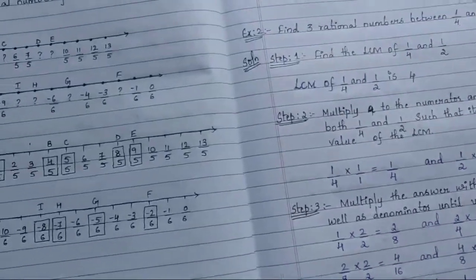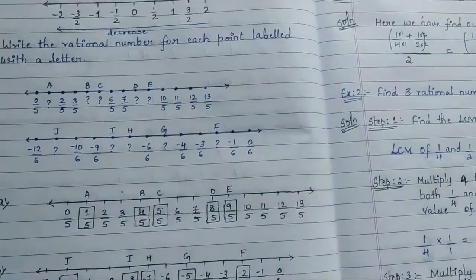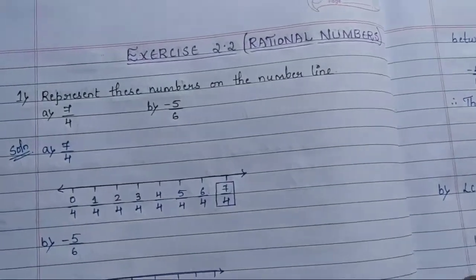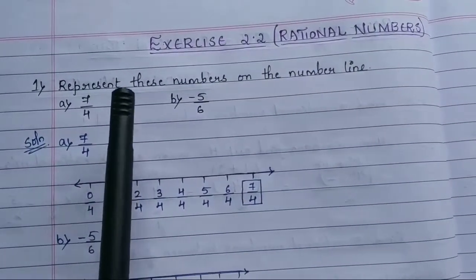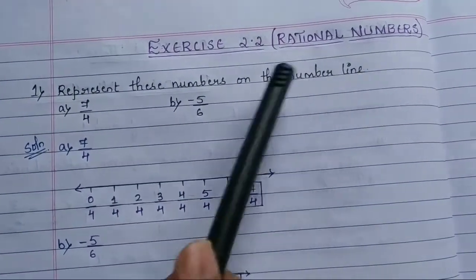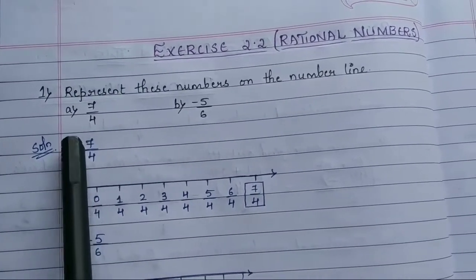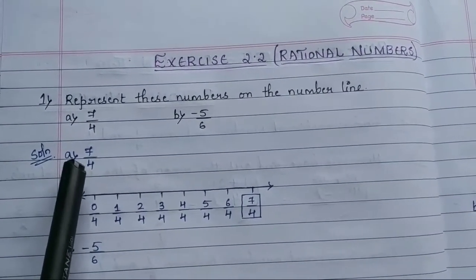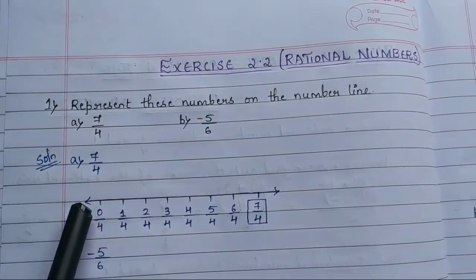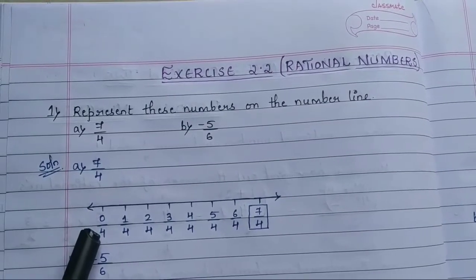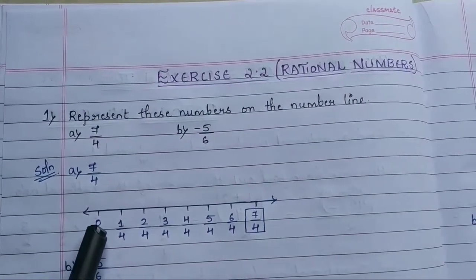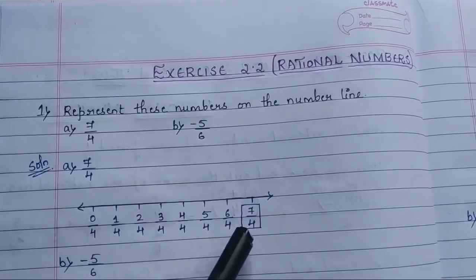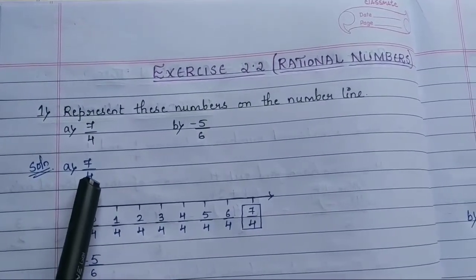Okay. Depending on these two things we are going to solve an exercise, that is exercise 2.2 on rational numbers. The first question is to represent these numbers on a number line. Two questions are given. The first is 7 by 4. We have to start from 0 by 4, keep the denominator as it is, and continuously change the numerator with the same denominator until we get our answer.